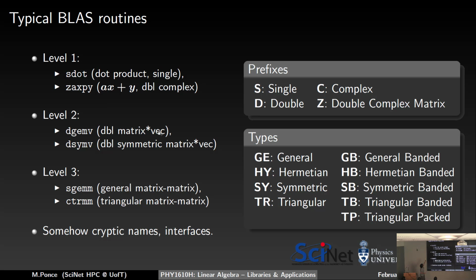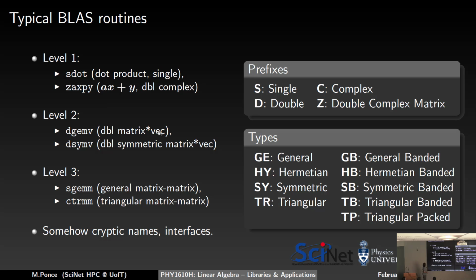So we are going to see prefixes in front of the names where S is single, D is double, C stands for complex, and Z is a double complex matrix. So S is a single variable with a dot product between two vectors. ZAXPY in that case is a double complex matrix solving this linear system aX plus Y.